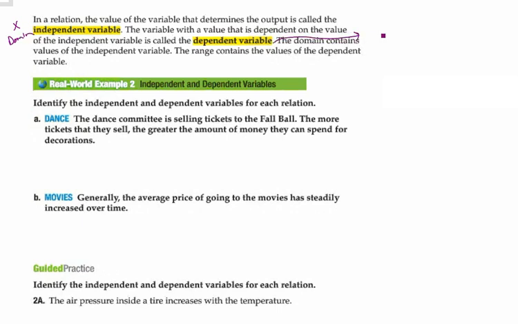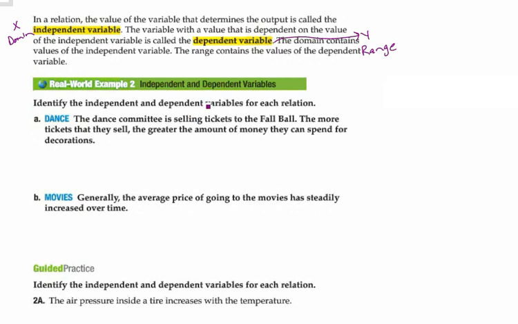Dependent deals with Y, deals with the range. Okay, think about our function machine. Independent is what goes into the machine. Dependent is what gets spit out. Okay, sometimes we have to identify what is the independent and what is the dependent.